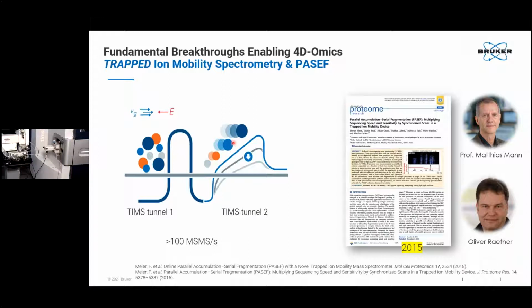And because of this focusing of the ions, the intensity and sensitivity improvement enables us to do MSMS at rates in excess of 100 MSMS in a second. So we can do very, very fast MSMS, very, very fast DDA experiments on this.